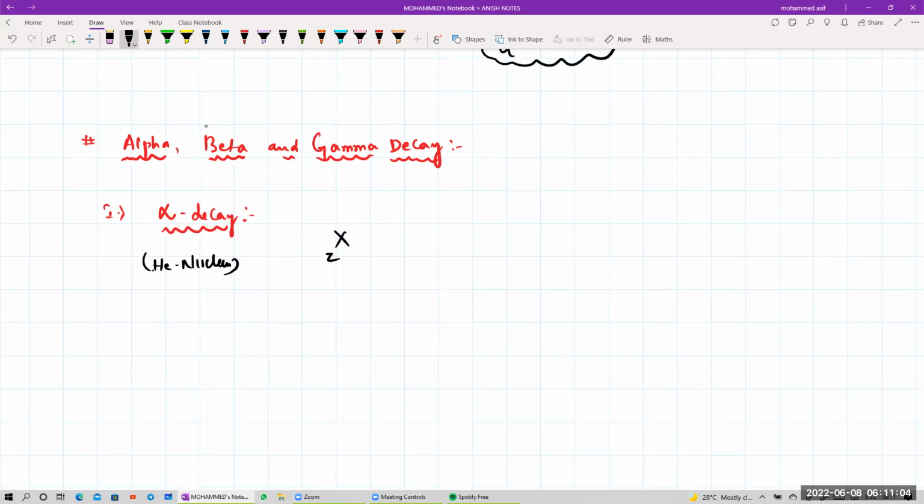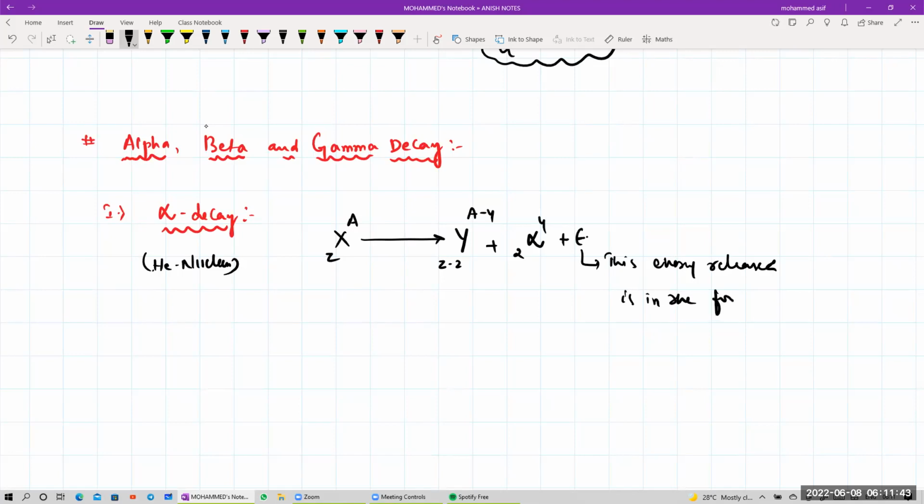Like this is X with Z and A. When it is undergoing an alpha decay, it will give you a daughter nucleus whose atomic number decreases by 2 and mass number decreases by 4, plus an alpha particle released, that is nothing but 2, 4, plus a certain amount of energy. Now this energy being released is in the form of kinetic energy.